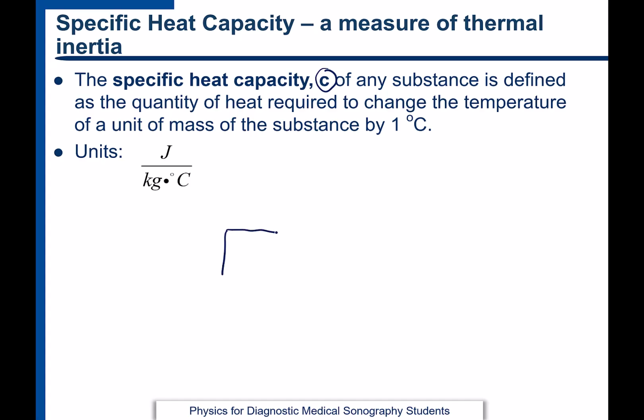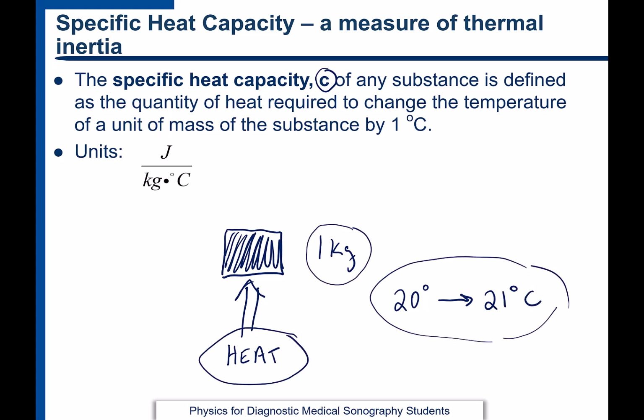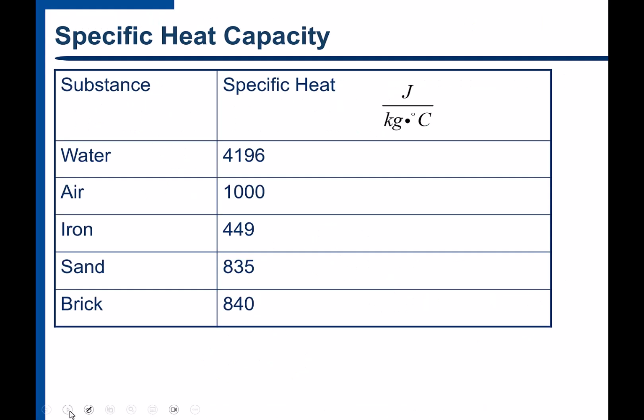Well, what that means is that if I have, let's say, a block of a material, and let's say that I have a 1 kilogram block, the amount of heat that I have to add to that material to get the temperature to change by 1 degree, so let's say to go from 20 degrees to 21 degrees Celsius, that is the specific heat capacity. And so you'll notice that it has units of joules, the amount of energy I need to add per 1 kilogram per degree Celsius.